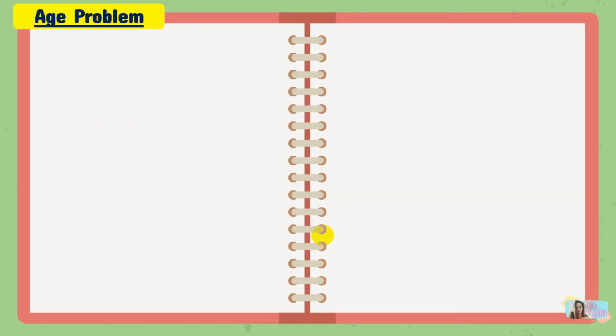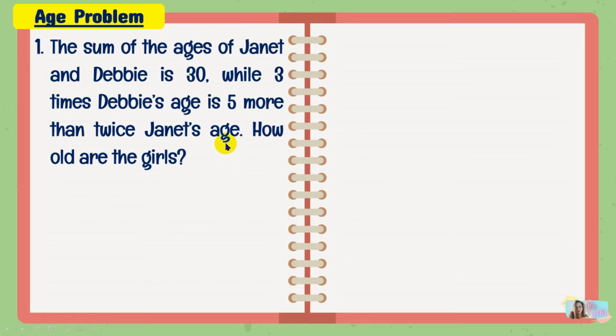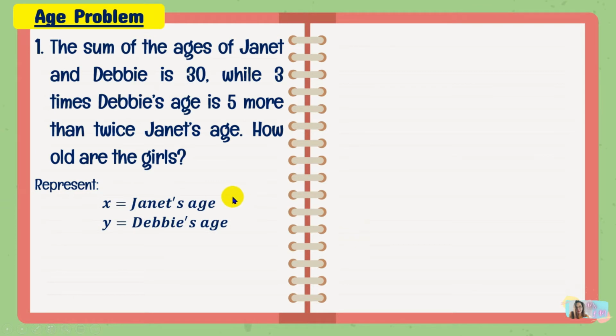So we have here age problem. Number 1, we have here the sum of the ages of Janet and Debbie is 30, while 3 times Debbie's age is 5 more than twice Janet's age. How old are the girls? The problem that is asked is the age of the girls. So we have to represent that using the x and y variable. Janet's age is represented by x and Debbie's age will be represented by y.